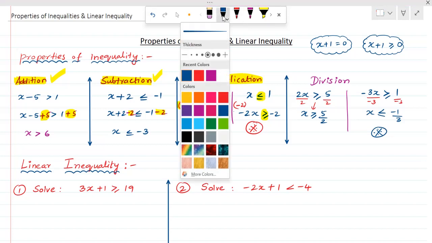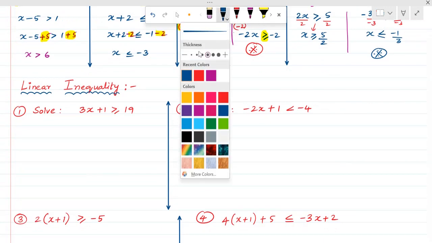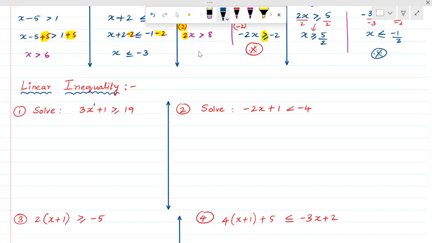Now we are going to solve the first problem as a linear inequality. Why is it called a linear inequality? Because here the power of x is 1, right? In all these inequalities, you will find the power is 1. Therefore, it is a linear inequality.